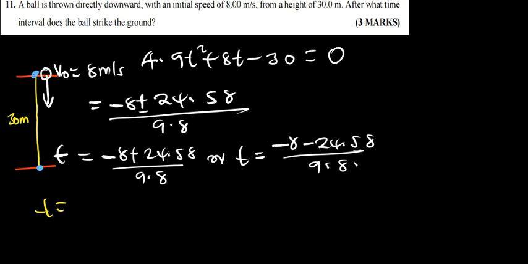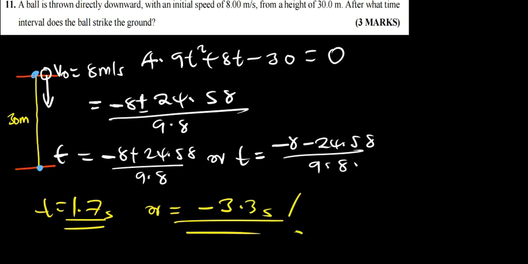So it's negative 8 plus 24.58. The answer I'm getting is 16.58. I divide this by 9.8, which is 1.69, which is the same as 1.7 seconds. Or time is going to be negative 8 minus 24.58 divided by 9.8, and I'm getting my time to be negative 3.3 seconds. Time can never be negative. So the answer is that t is equal to 1.7 seconds.